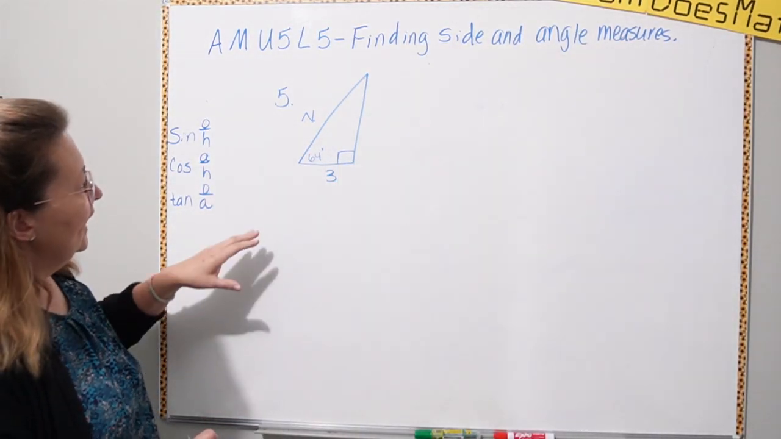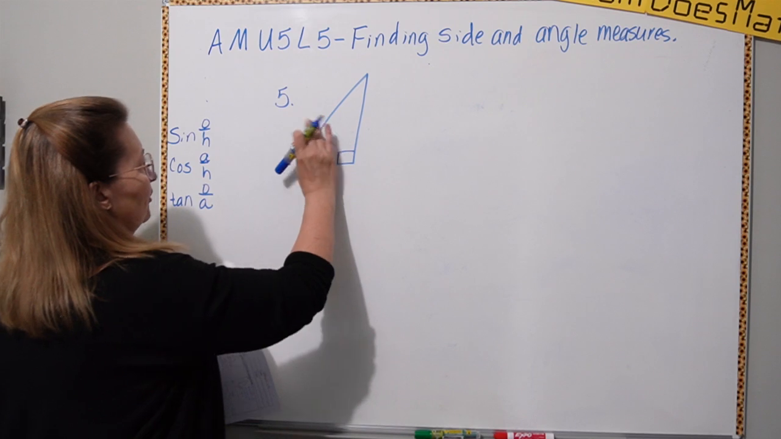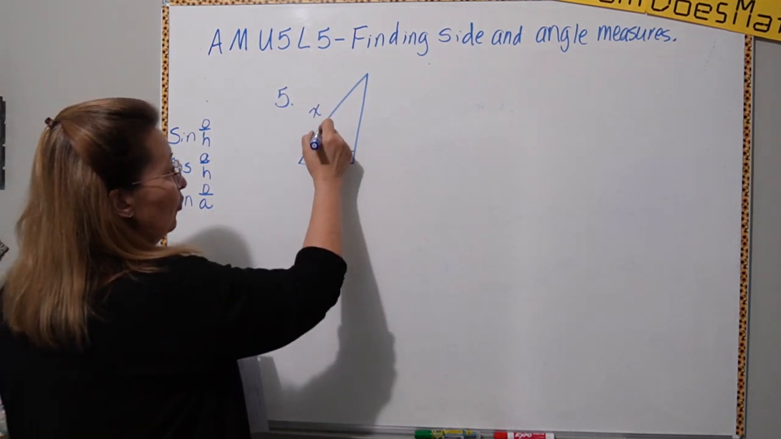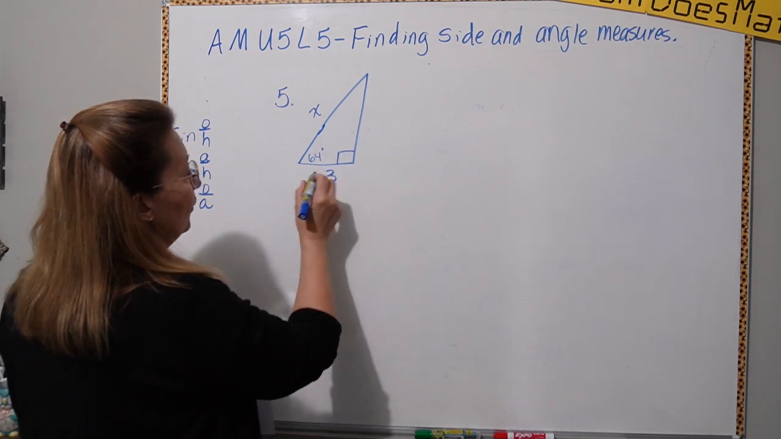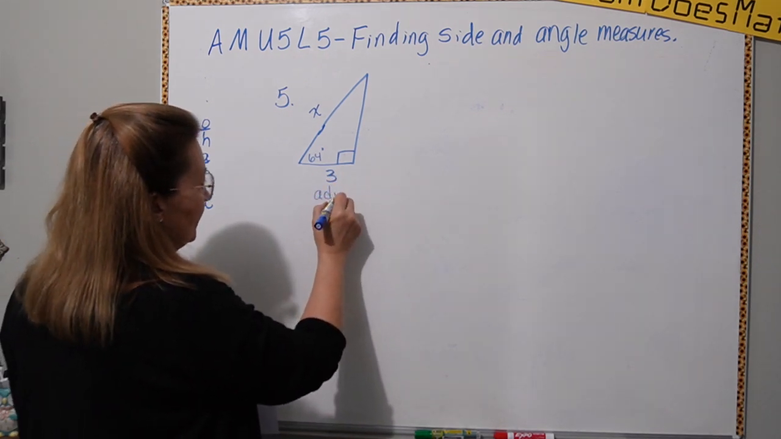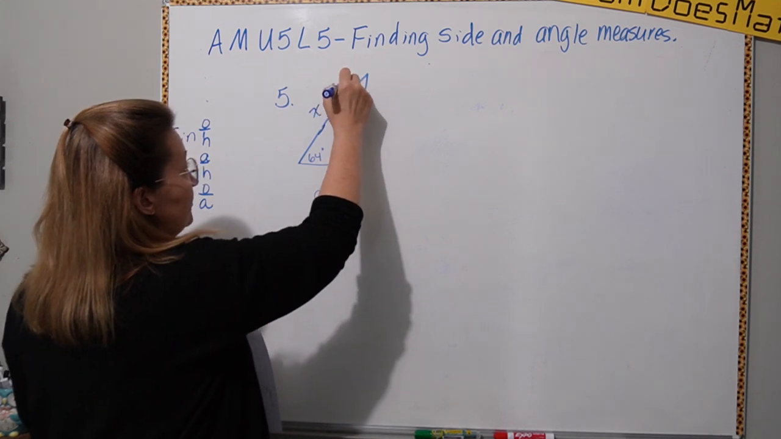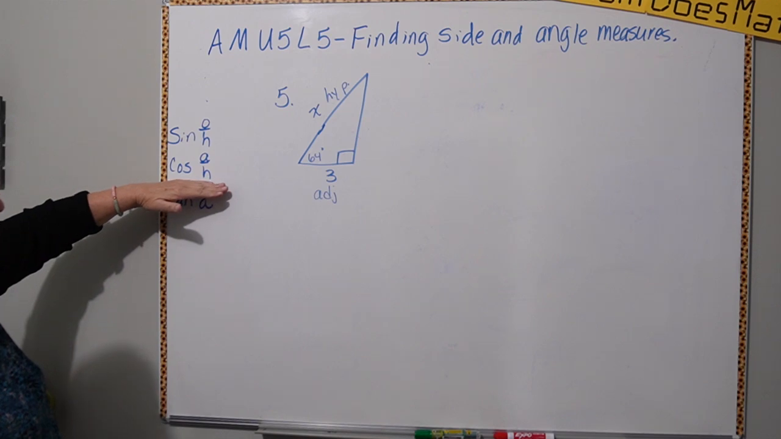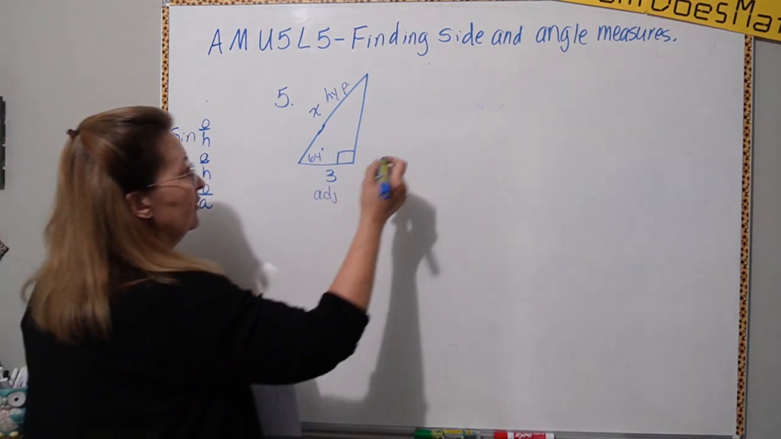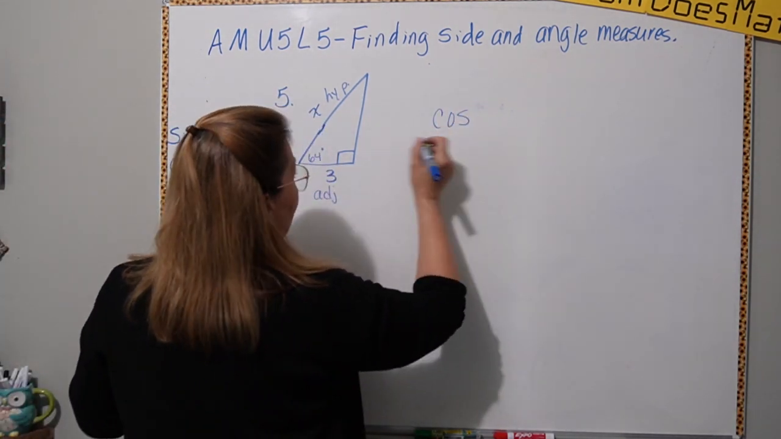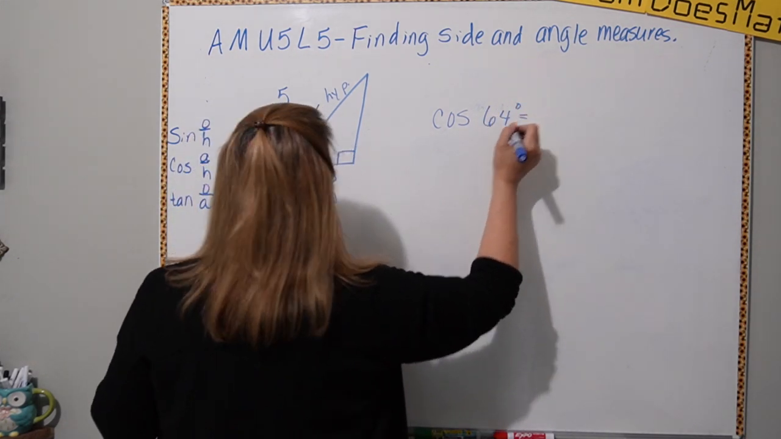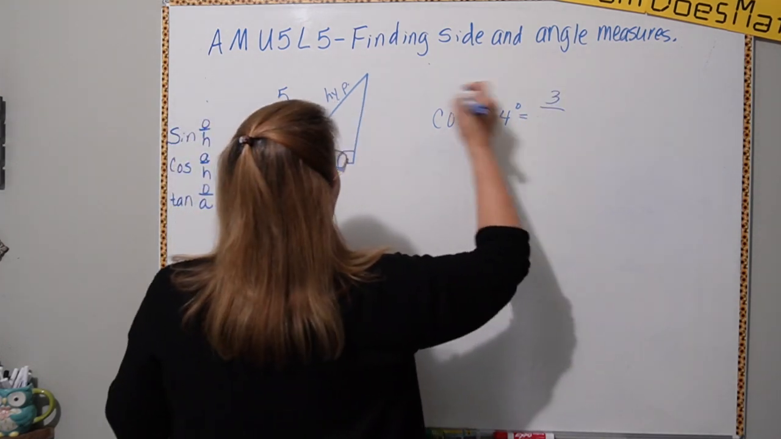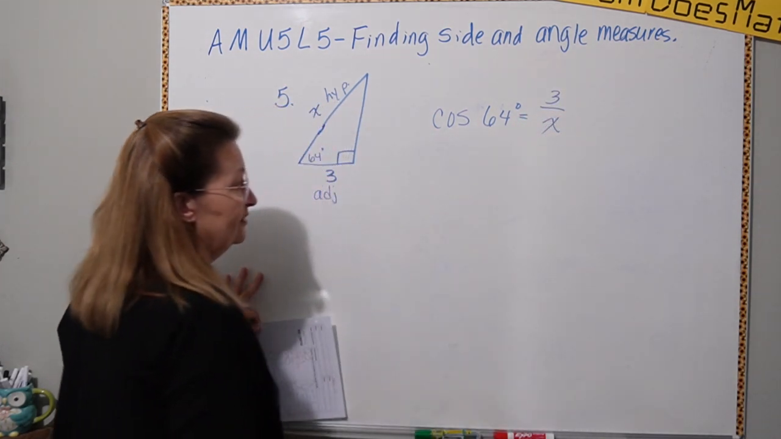We have a right triangle, and we have a 64-degree angle, and this is x. Here's x, and here's the given side. So let's see, what do we have and what do we need? Well, we have the side adjacent, and we need the hypotenuse. So which of these involves adjacent and hypotenuse? Well, that's going to be your cosine. So now that we've chosen it, the cosine of 64 degrees is equal to the side adjacent, which is 3, over the hypotenuse, which is x, okay?